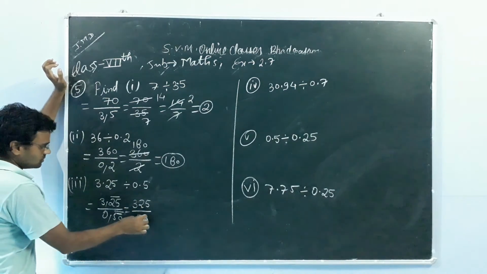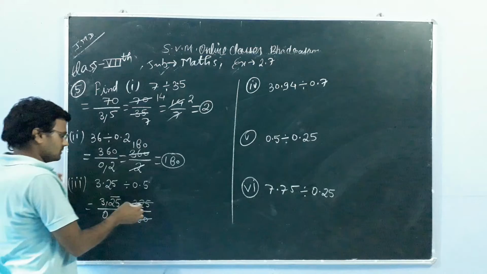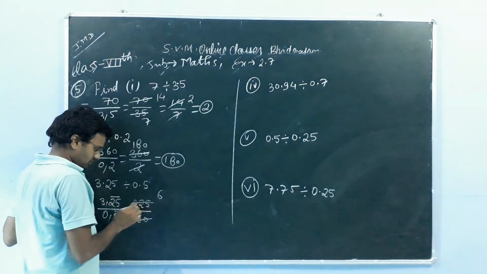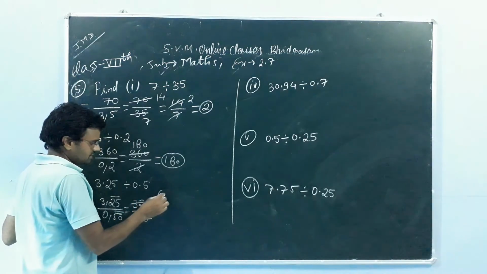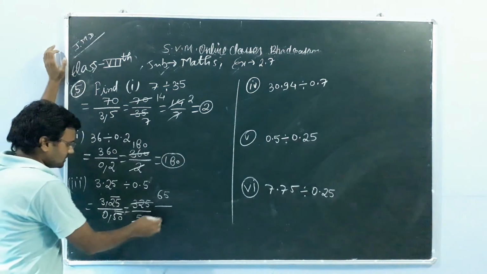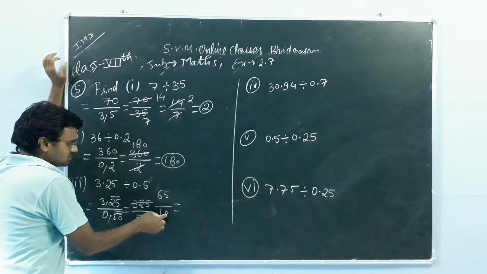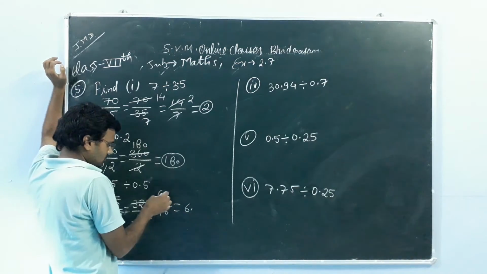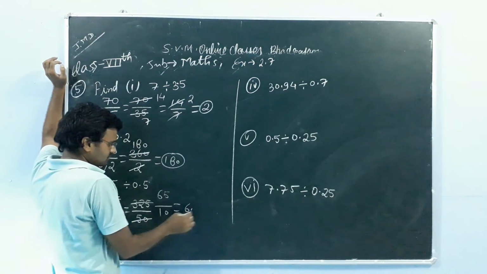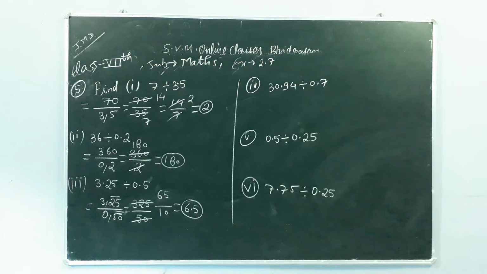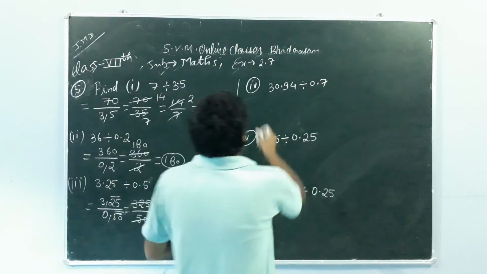Okay, so now we will divide both by 5. 5 sixes are 30, and after that this is 25, so 5 fives are 25. Over here we get 65 and 10. Now this is 10 only. When we divide 65 by 10, our decimal point will come after one digit, because one 0 is there, so our answer is 6.5. Okay, now our next question is this one, which is the fourth one.